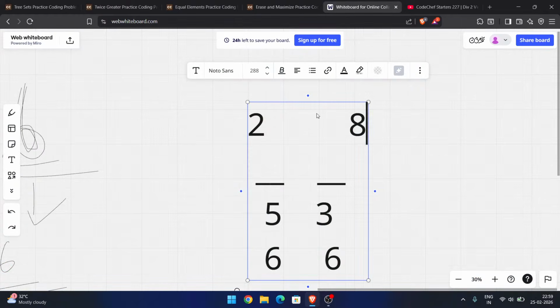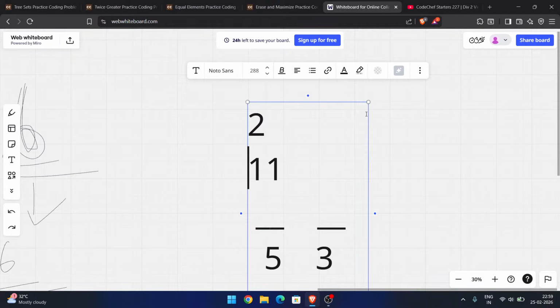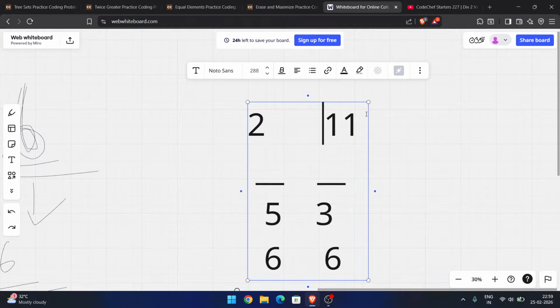Okay, but here comes a twist. What if this was 11? Okay, what if this was 11? So now what is the maximum number I can make here? If I take 5 and 5, still I can't make 11. This is max 10 only. So I have to sacrifice one 6.